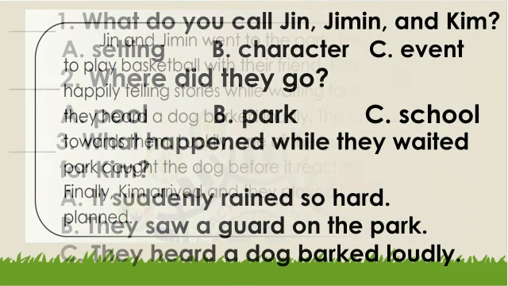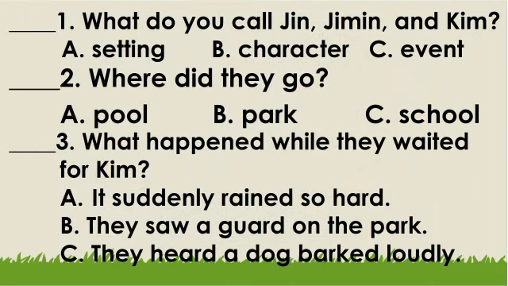Okay, let's move on to the questions. Number 1, what do you call Jean, Jimin, and Kim? A. Setting. B. Character. C. Event. The correct answer is letter B. They are the characters. Number 2, where did they go? A. Pool. B. Park. C. School. The correct answer is letter B again. They were in the park.